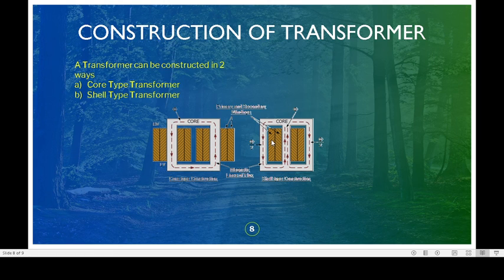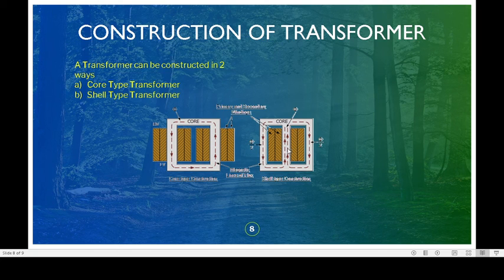Now coming to the shell type transformer. In the shell type transformer, the LV windings and HV windings are kept one below the other, alternately, like a first layer of LV, HV, LV, HV, LV, and a sandwich type construction is generated. The LV windings are kept near the yoke so that proper and less insulation is required, and when one winding is excited, it produces a flux phi in the central limb.